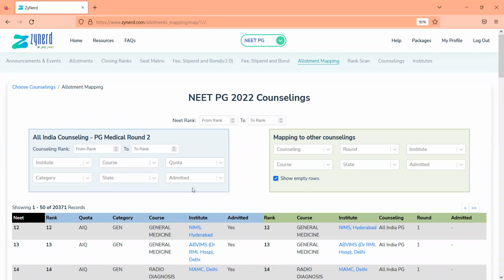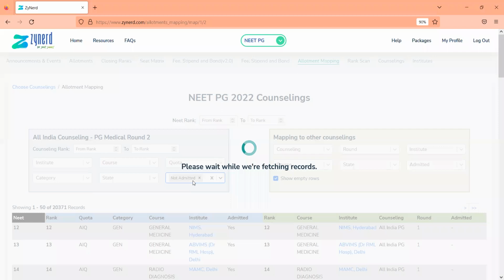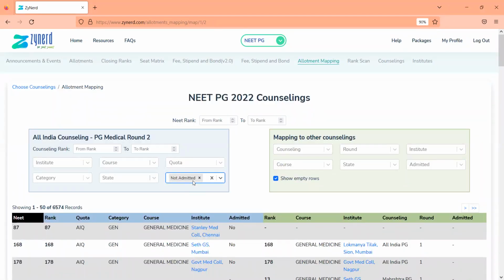Now, if you are looking at the admitted candidates list, if you filter on admitted over here, you will be able to see the 13,797 candidates who have been admitted. If you're interested in the not admitted candidates list, basically candidates who were allotted a seat and did not join the seats in round 2, then you can select not admitted and you will see 6,574 seats where candidates were allotted in All India round 2 and did not join. What does this mean? These are 6,574 seats which would be there in All India Mop-up as vacancies ideally.